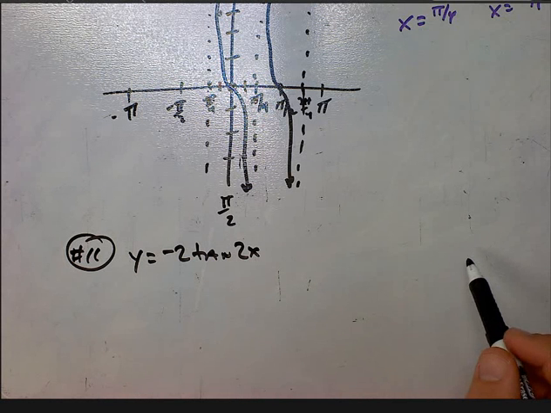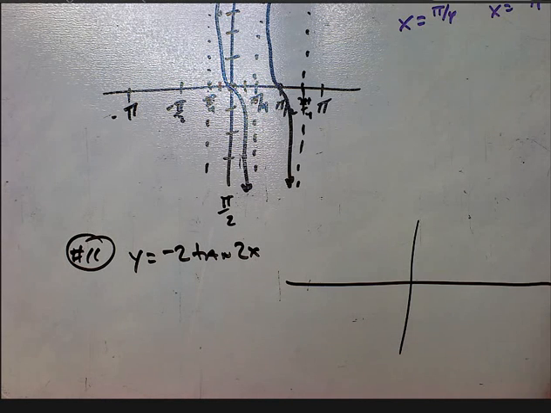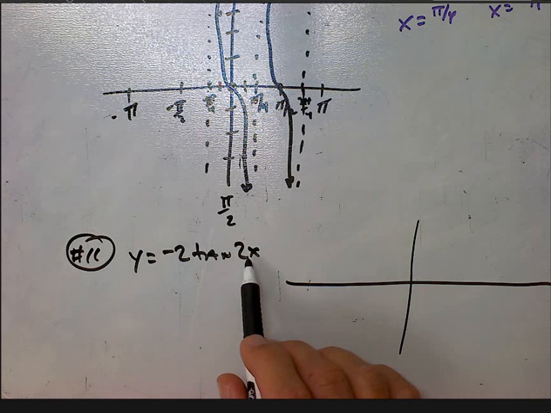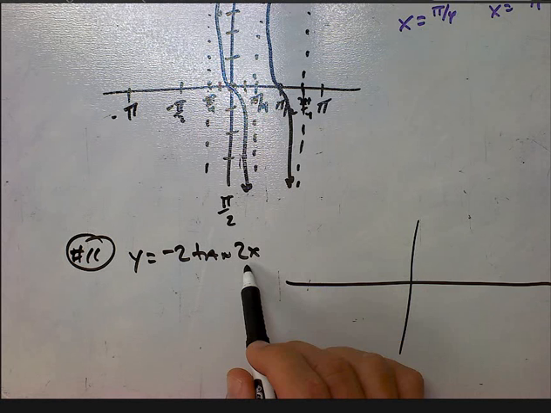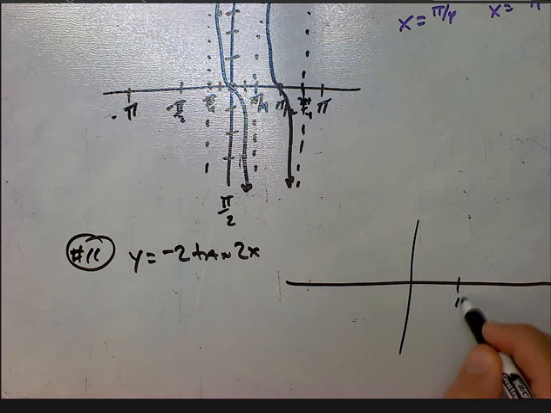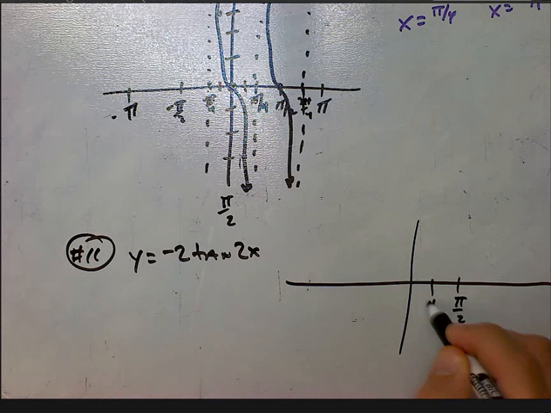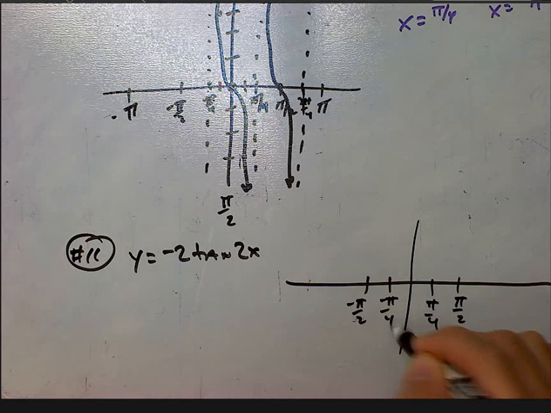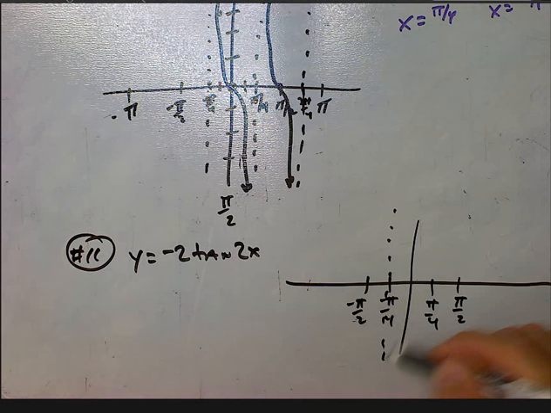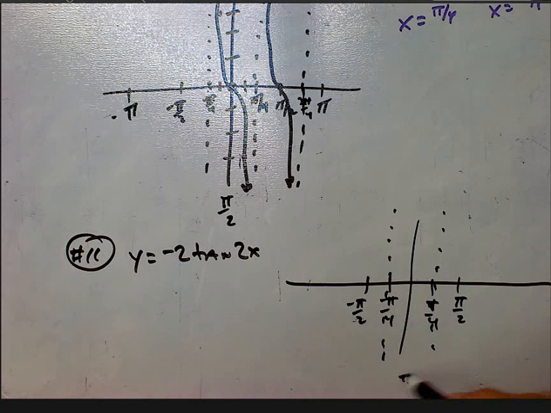Okay, so I drew the graph. Notice that this is going to be the same period length as the one above because I divide pi over 2 by 2 and get pi over 4. And so the period length becomes pi over 2. The two consecutive asymptotes are -pi over 4 and pi over 4. Halfway between is still 0.